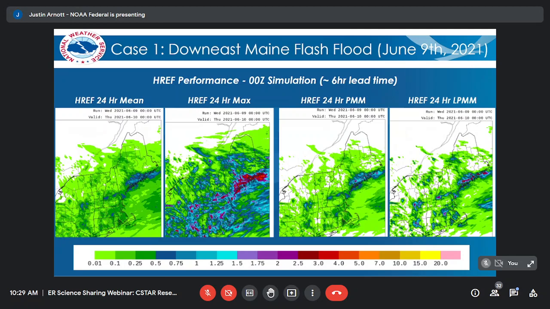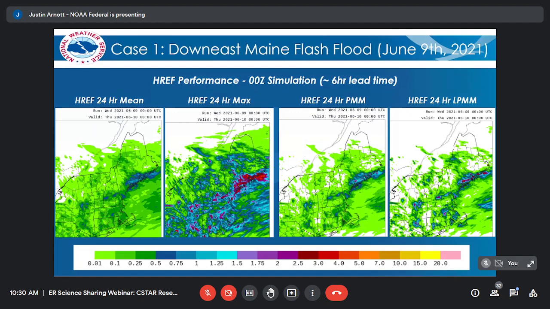All right, so let's take a look at the HREF performance then. And this is from the 0Z simulation, 6-hour lead time. So admittedly, from a forecasting standpoint, this is kind of a little late in the game because by that time, 0Z, it's really game time, and the DSS would have been done, and this is really more of a mesoanalysis and situational awareness time. But let's take a look at the 0Z simulation.